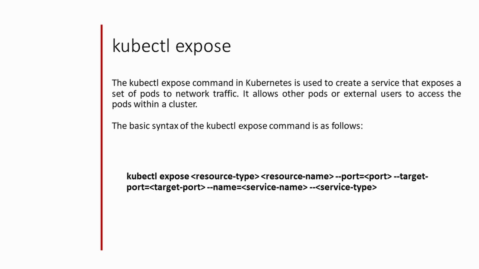kubectl expose. This command in Kubernetes is used to create a service that exposes a set of pods to network traffic. It allows other pods or external users to access the pod within a cluster. The basic syntax is kubectl expose, resource type, resource name, port, target port, name, and service type.